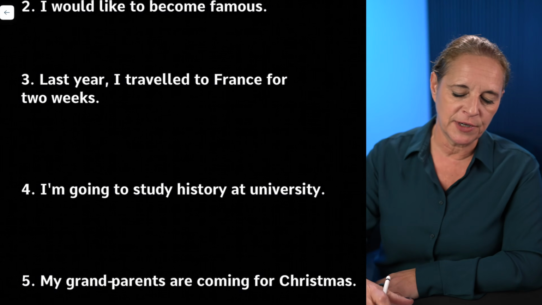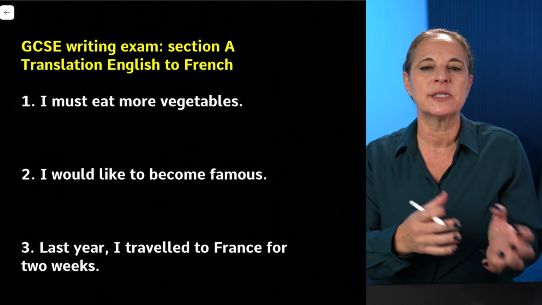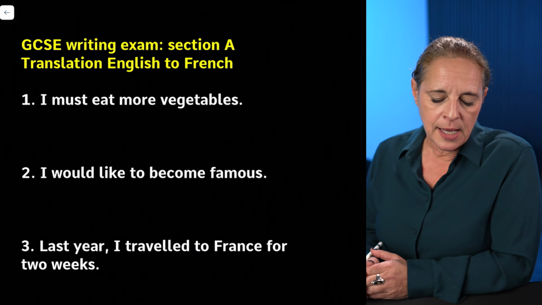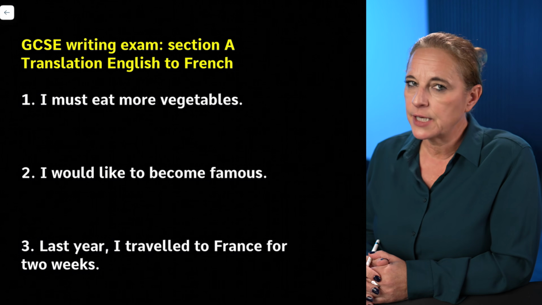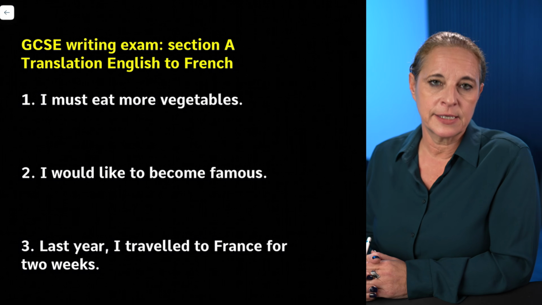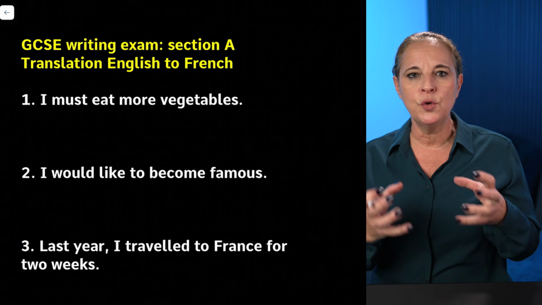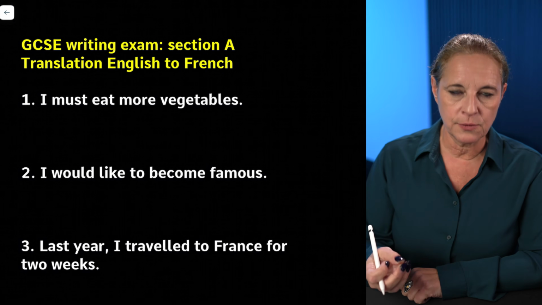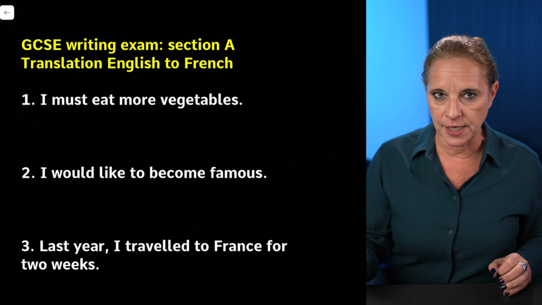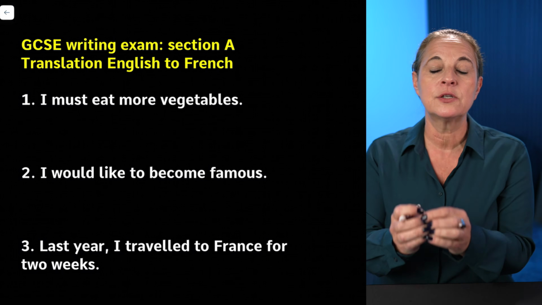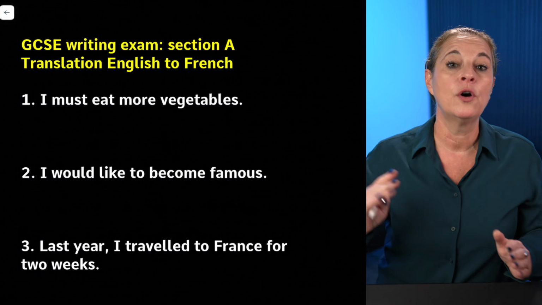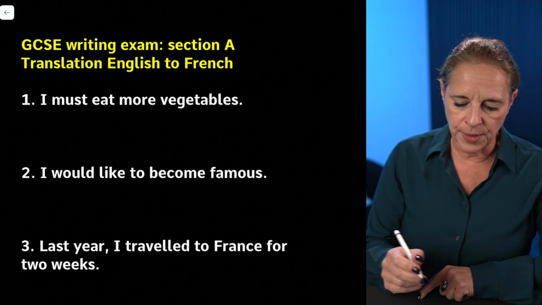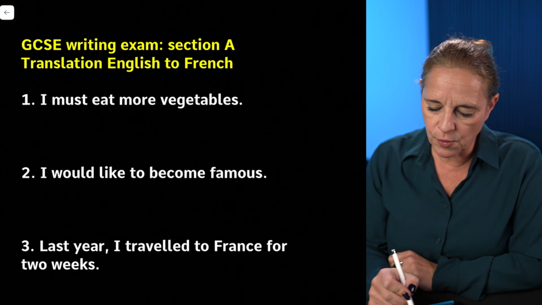Though I say it's very random, they are all related to the themes and topics that you have to learn for the GCSE exam. Now, you will need to translate each sentence as accurately as possible. So what are we going to look for to start with? Getting the tense right when you translate from English to French means that you're more likely to be accurate. Therefore, the mark will be higher. So let's have a look at the first one. I must eat more vegetables.